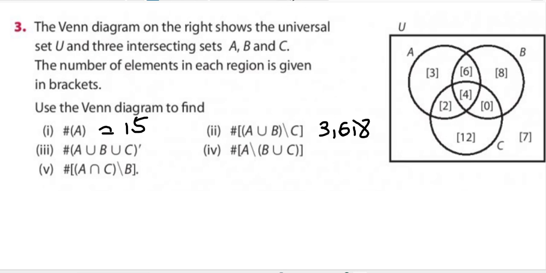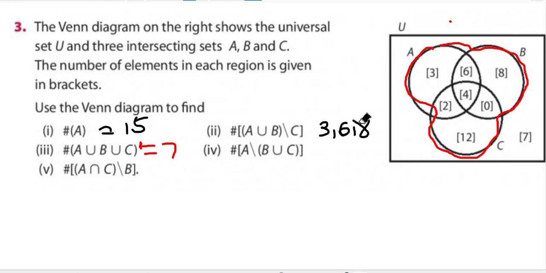Okay. Need a new color. Go for red. Okay. A union B union C. That is everything here. Everything in that red bubble is A union B union C. However, there's a slash on the outside. A dash. What's that mean? So what's outside of it? 7.